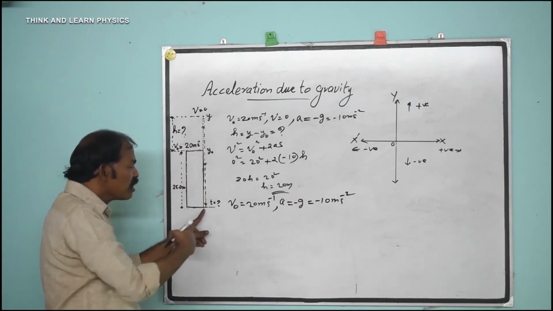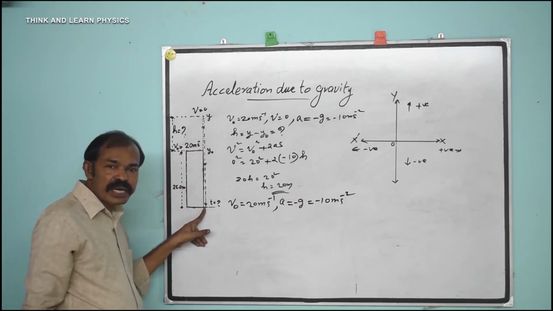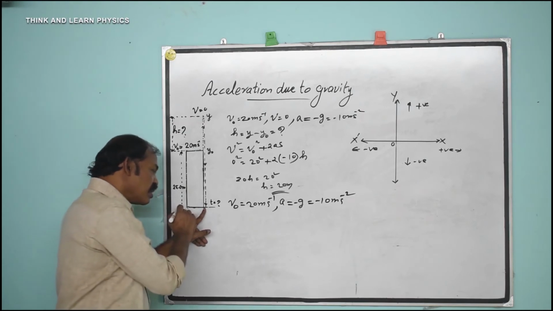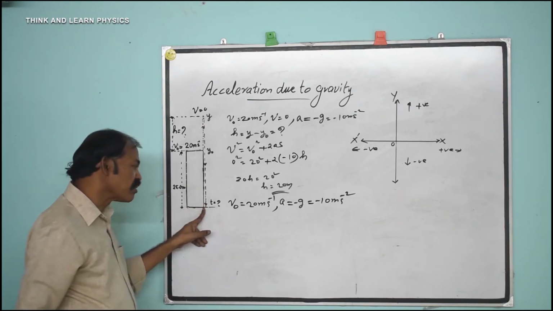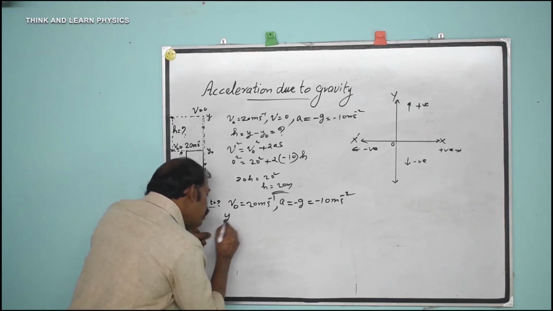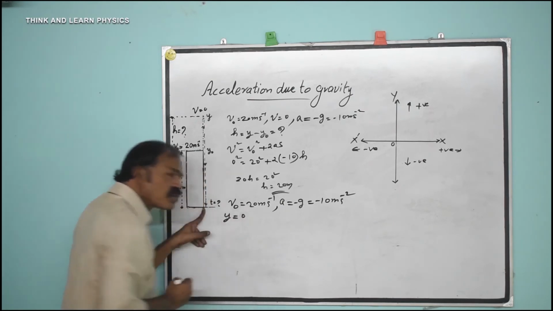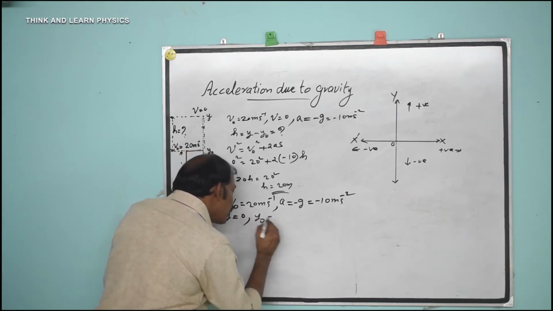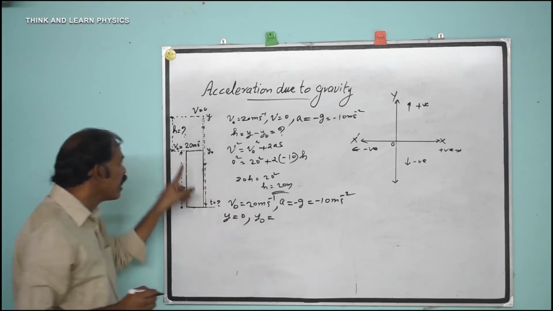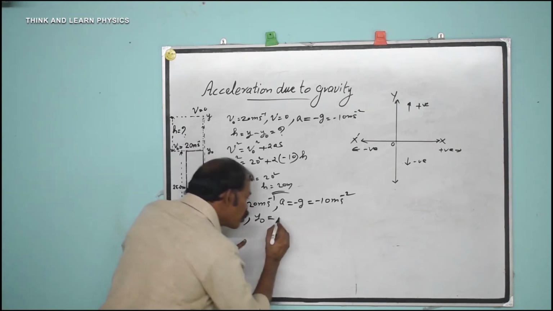When it reaches the ground, let y be the final position coordinate. The origin is at this point considered to be on the ground. Therefore, the final position coordinate y can be taken as 0, and the initial position coordinate y0 is at the height 25 meter, therefore y0 is equal to 25.